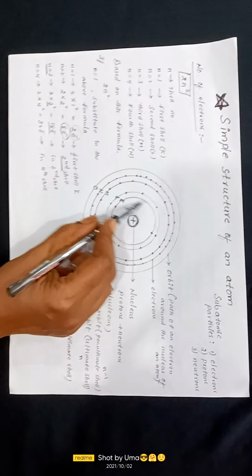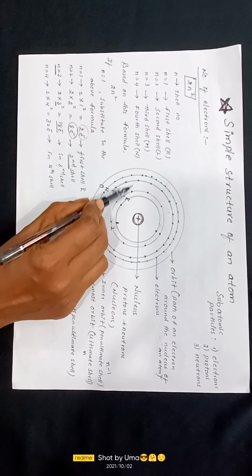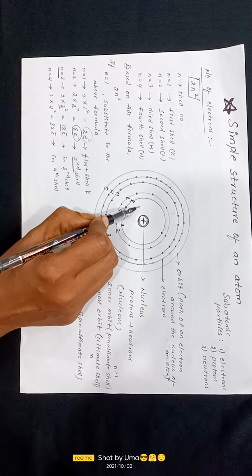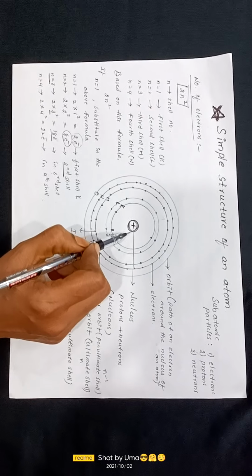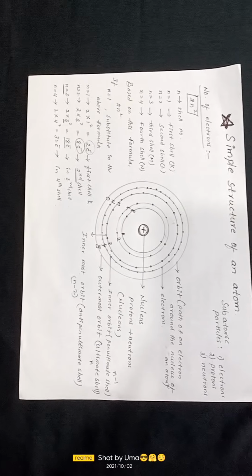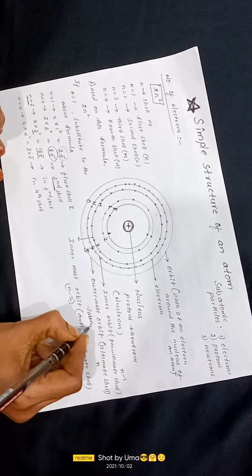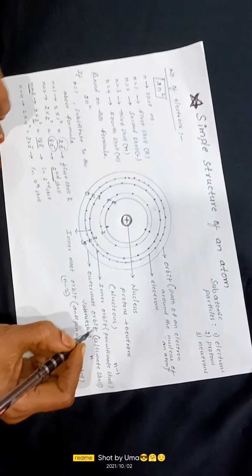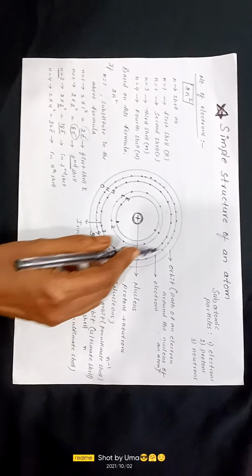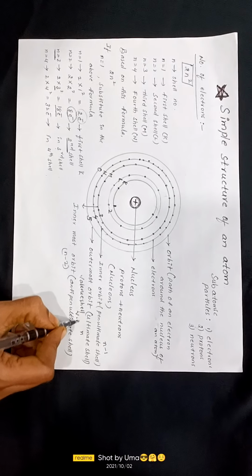The nucleus and all the inner shells are together called the core of the atom. The outermost orbit is known as the valence shell. The electrons which are present in the valence shell are known as valency electrons.